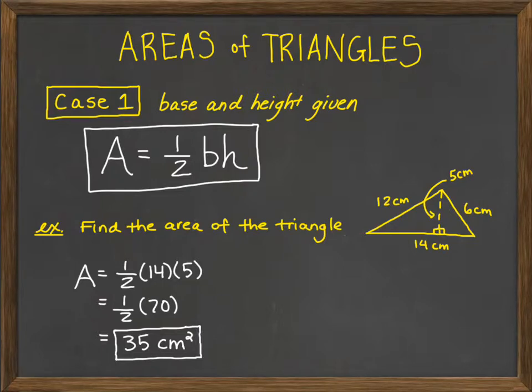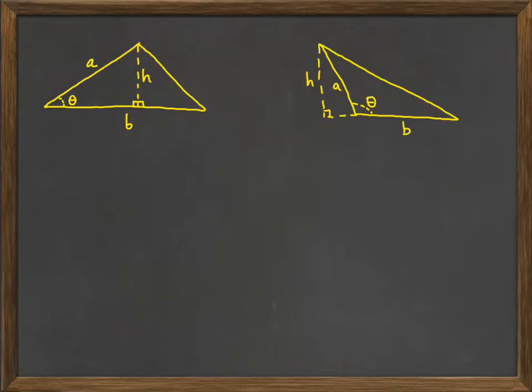Okay, so let's look at the next case. To build up this case, let's think about what we do if we don't know the height. If we look at both of these triangles, we can say some things about the sine of theta. We could also say something about the cosine and the tangent, but we're concerned about the sine. So the sine of theta is equal to h over a.